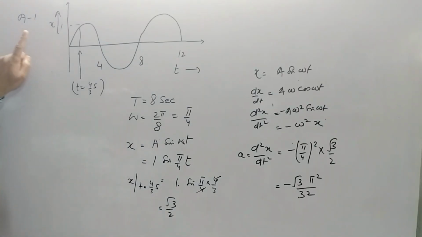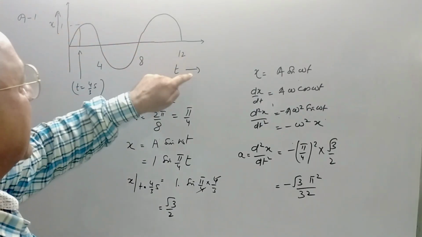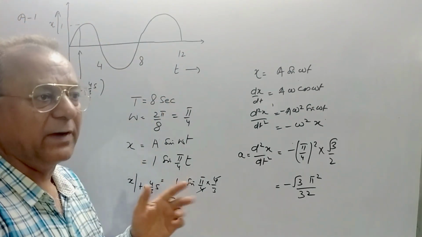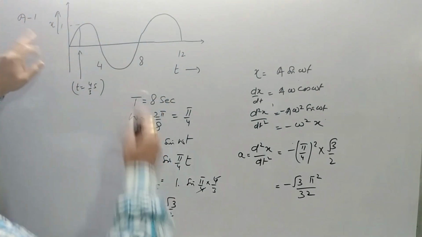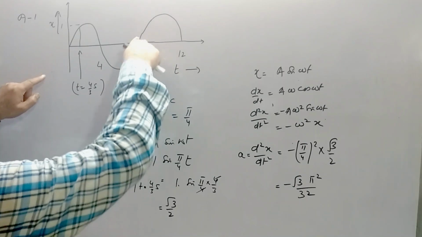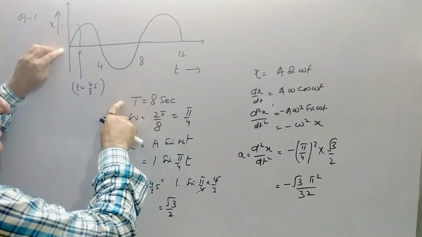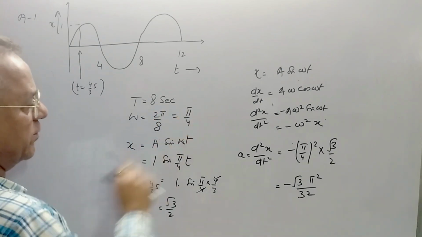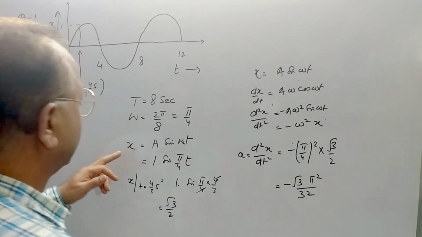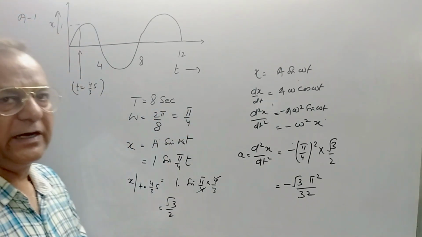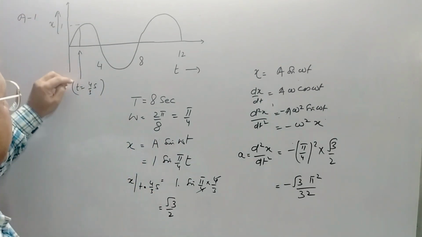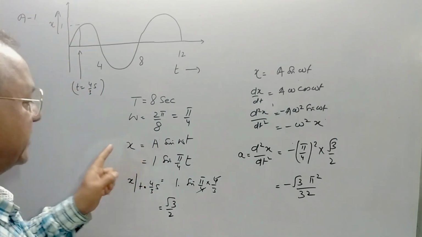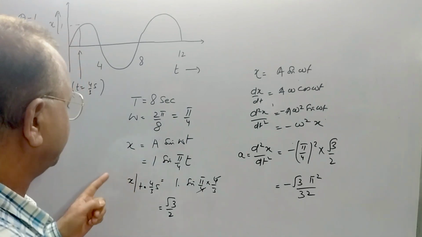One, we have been given an x versus t graph of a particle undergoing SHM. From this you can find out the time period is 8 seconds. Omega is equal to 2 pi by T, 2 pi by 8, equal to pi by 4. Write the original equation, x is equal to a sin omega t. Why? Because at this time I would need x, then only I can find out acceleration.